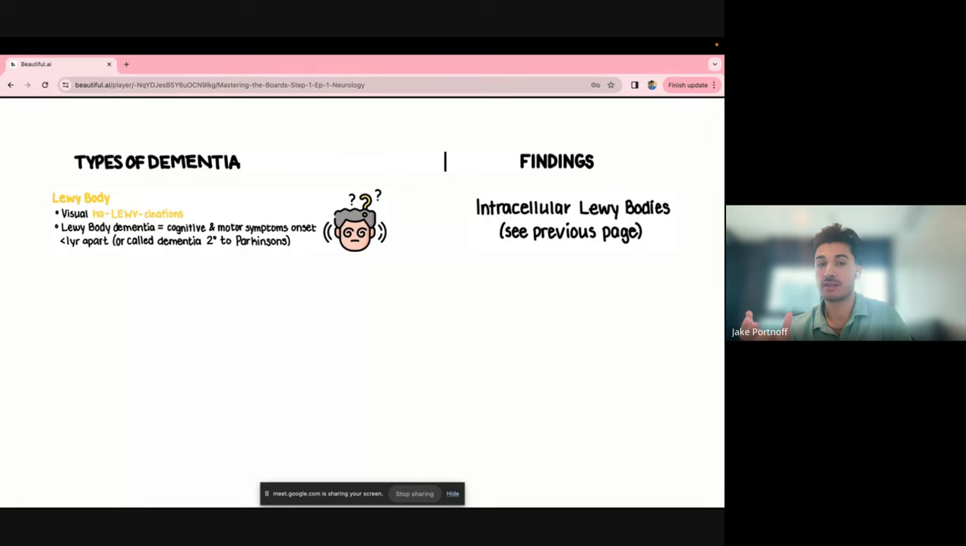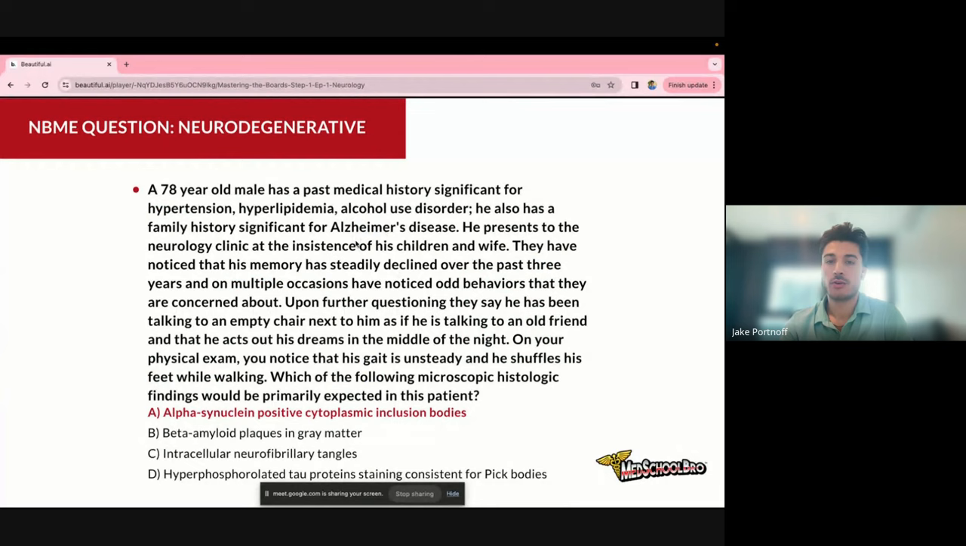Now, if we go back to this vignette here, in the USMLE they'll often do this. They'll give you family history of Alzheimer's. They'll try to hint at Alzheimer's. They'll give you two answer choices that pertain to Alzheimer's. But guys, these visual hallucinations, these Parkinsonian features that we're seeing here, are more in line with Lewy body dementia rather than Alzheimer's disease. Okay.